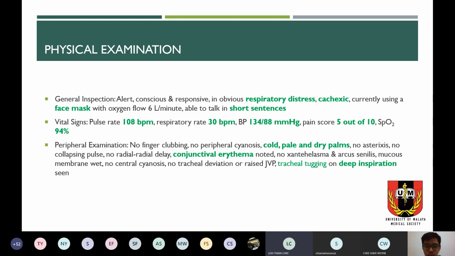Okay, so for the peripheral examination, no finger clubbing noted, no peripheral cyanosis. The palms are cold, peeled, and dry, with no flapping tremor, no collapsing pulse, no radial delay. Conjunctival erythema noted. Otherwise, no xanthelasma, no arcus senilis. Mucous membrane wet, no central cyanosis, no tracheal deviation or raised JVP. However, tracheal tugging noted on deep inspiration.